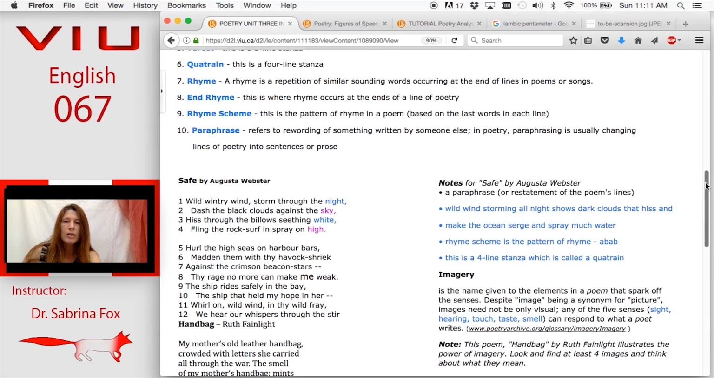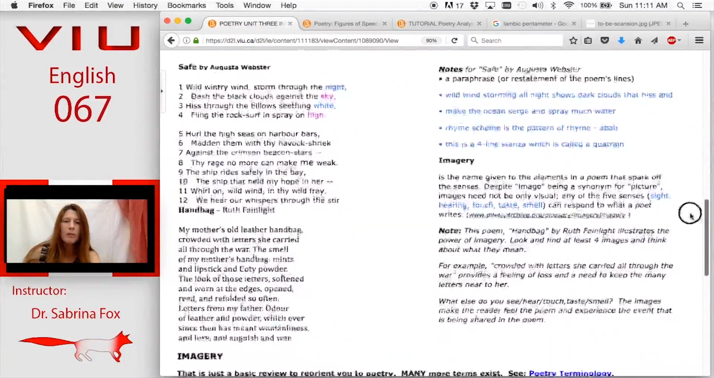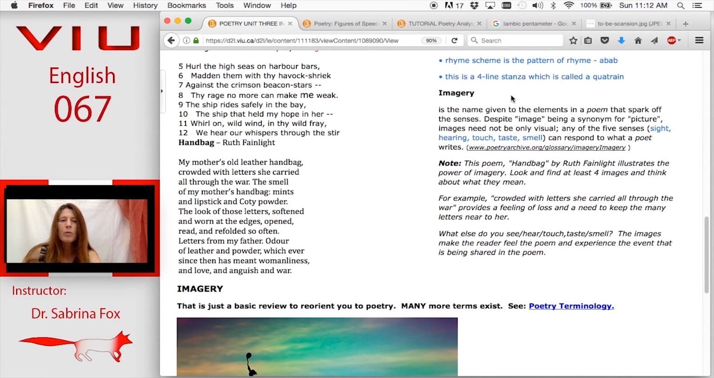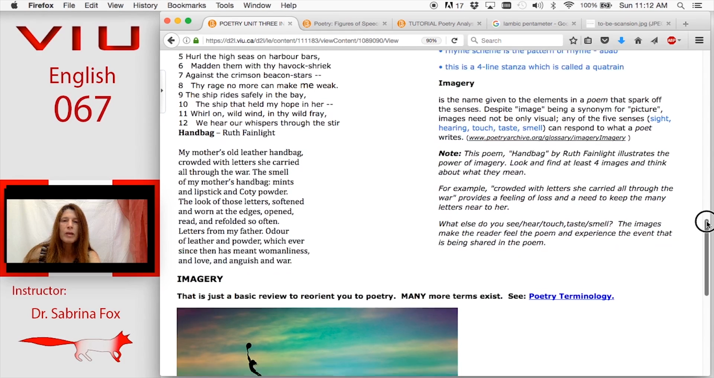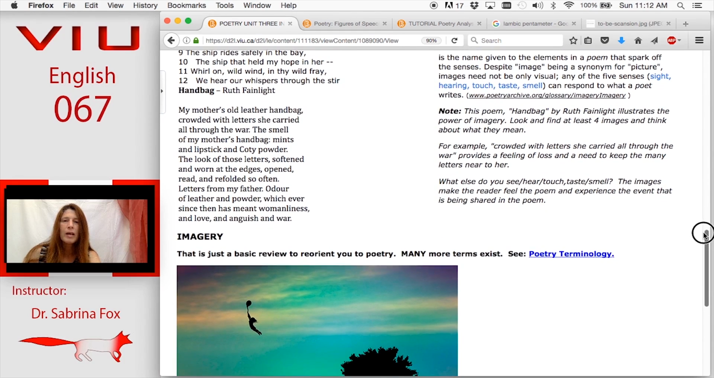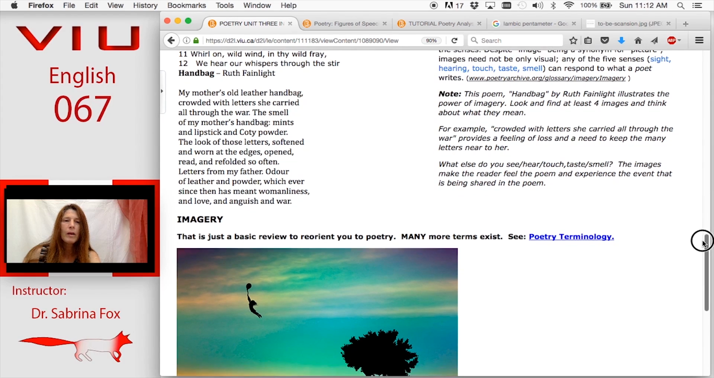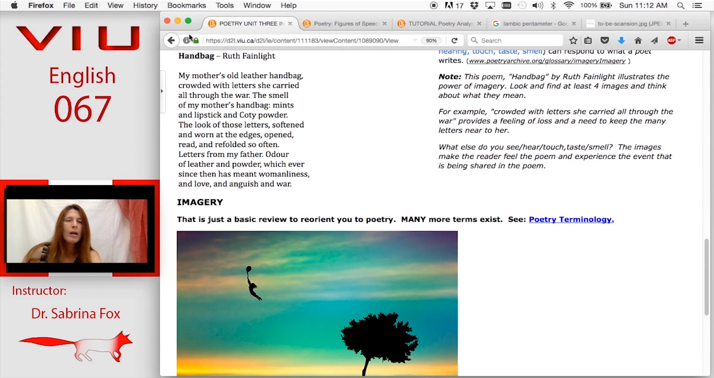So that's an introduction just to a few of the basic points. The next thing that I'd like to mention is imagery, because poems really try to recreate one event for the reader. They try to make you feel similar to how they felt or similar to how they feel about an issue. Right here, when we look at this poem, Handbag by Ruth Fainlight, it's very much an image poetry, but it really packs some emotional weight to it. It's just describing a handbag. Note the title, Handbag, so it has to be important.